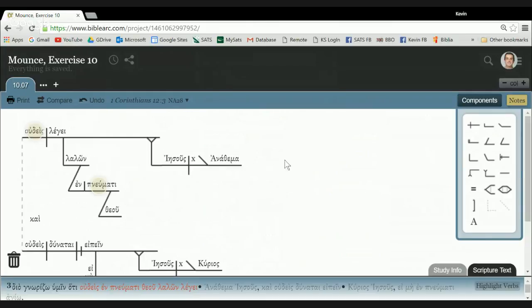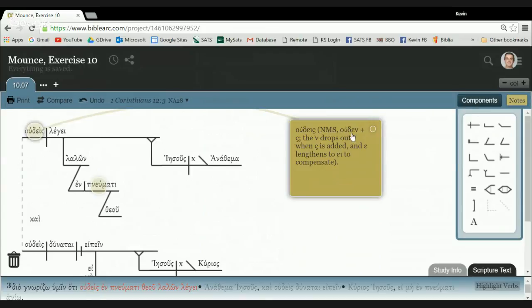So, as per usual, we start with a baseline and we're going to look for a subject and an object. Our subject is oudes. Oudes is nominative masculine singular. It comes from oudes, oudemia, ouden, and the root or the stem, it's an adjective, but the stem is ouden. What happens to this form is when you add sigma, one of the rules is if I add sigma to something that ends in a nu, the nu drops out.